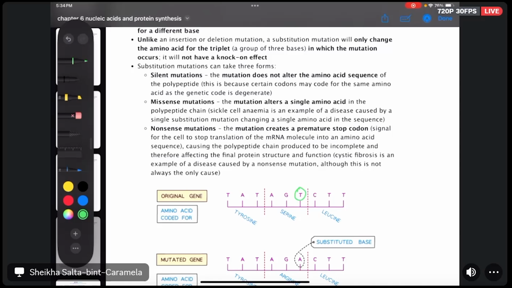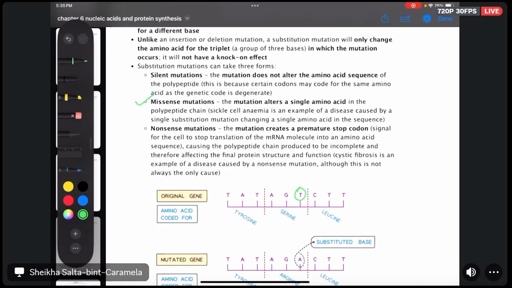Then we have missense mutations. This mutation alters a single amino acid in the polypeptide chain. An example would be sickle cell anemia, which you need to know. In sickle cell anemia, the amino acid in the polypeptide is changed, which causes the structure of the red blood cell to change as well.